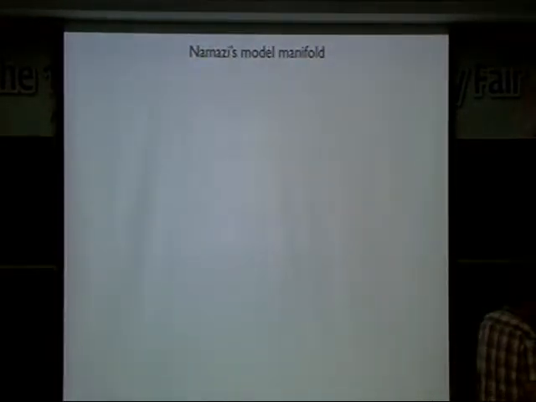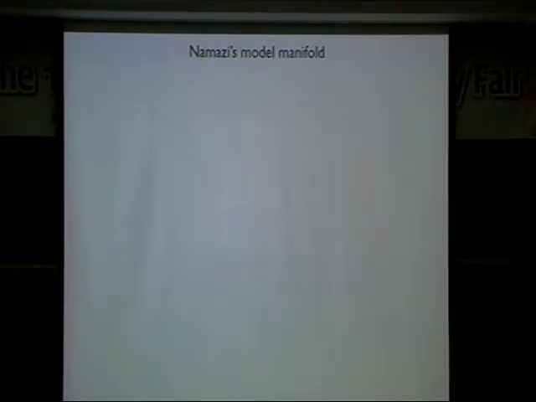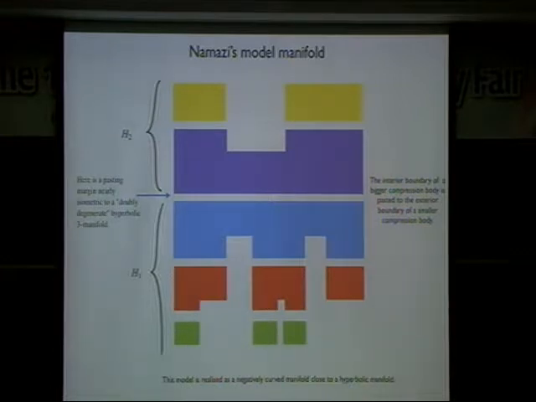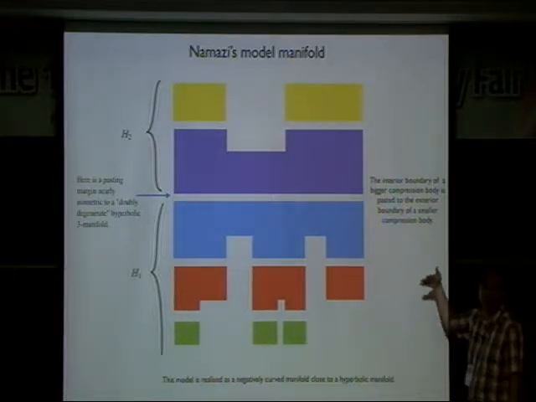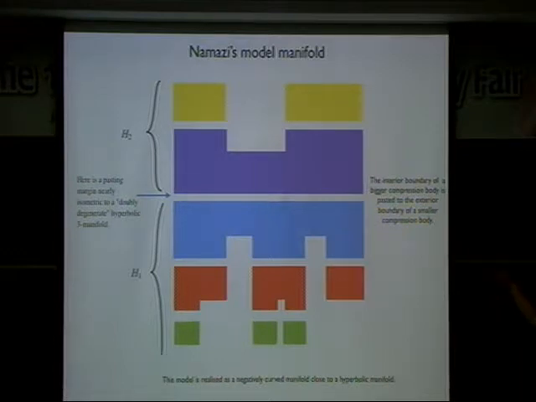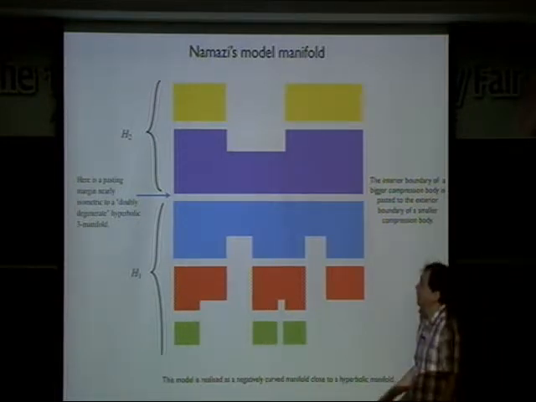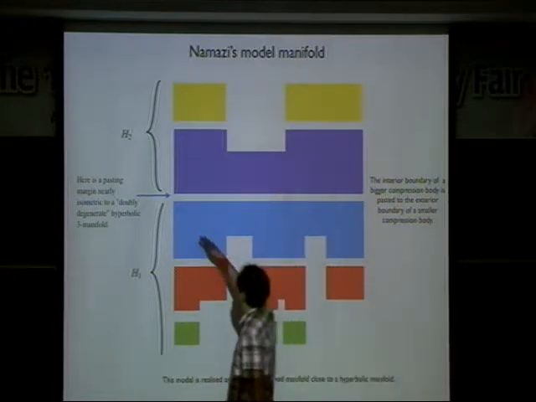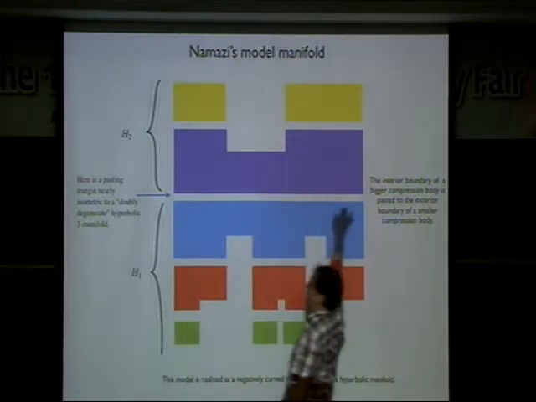So let me illustrate what kind of model we consider. It's something like this. You have a Heegaard surface, or something called a Conway surface, that is a surface splitting the link into two trivial tangles. And that surface lies here.